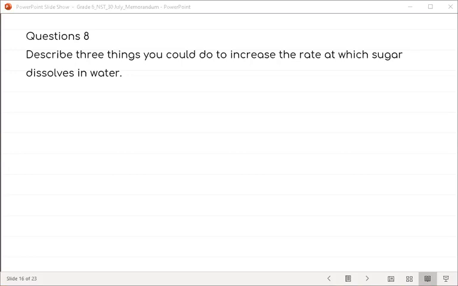Thank you, ma'am. Three things you could do to increase the rate at which sugar dissolves in water are rate of stirring, grain size, and temperature. Okay, but we're asking for 3 things, no? Grain size, rate of stirring, or adding hot water. Okay, grain size, rate of stirring, and also hot water. All right, beautiful. Thank you very much for that, Kia.